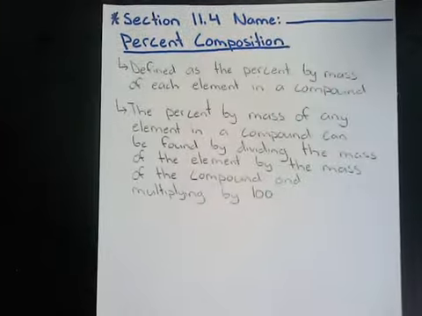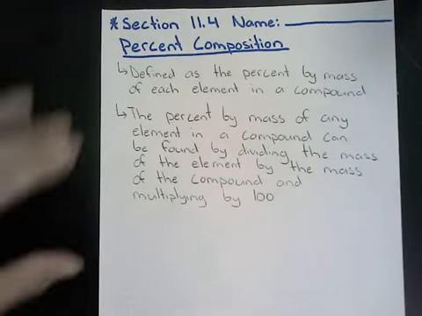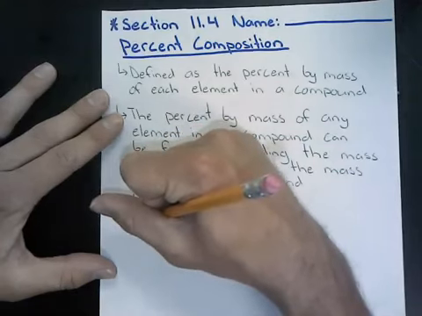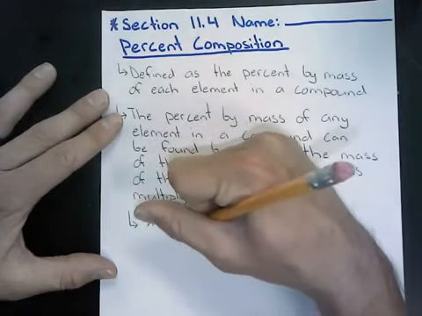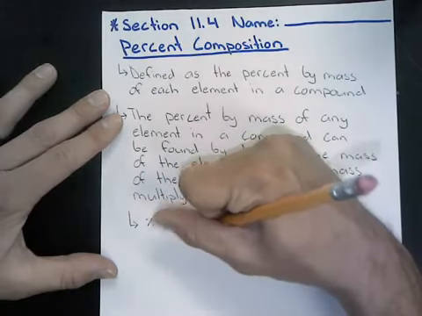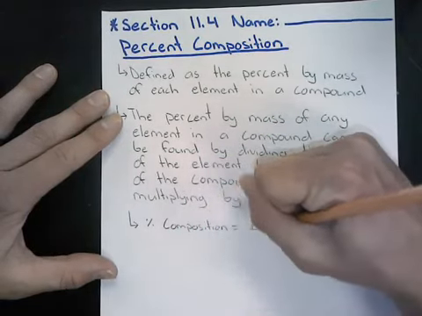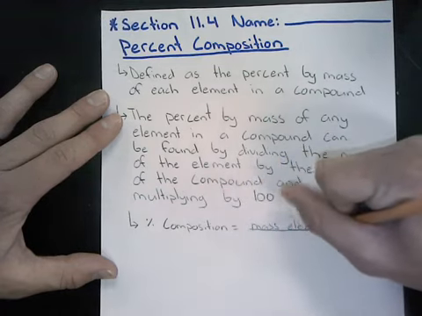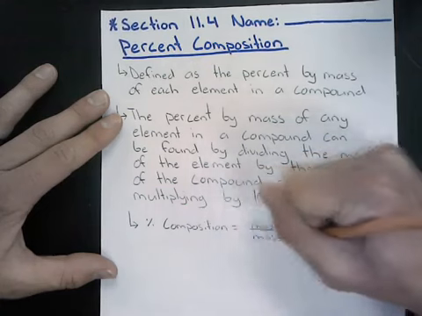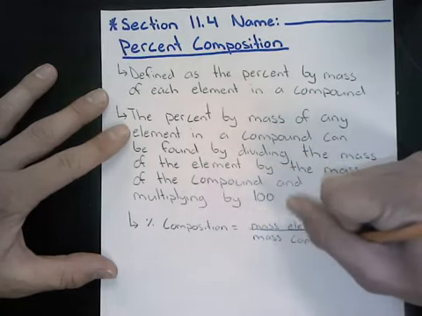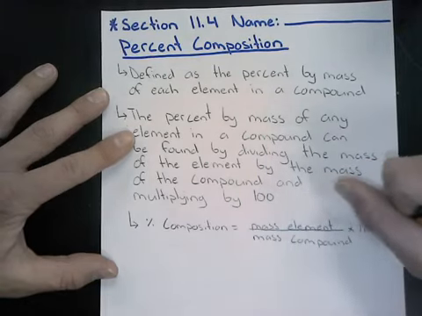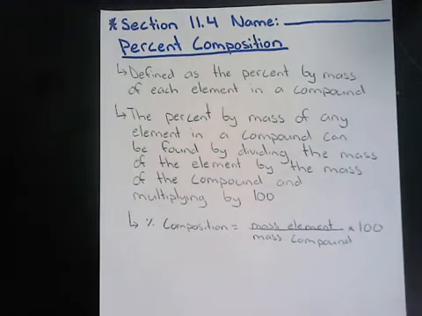Now, we can also put that same thing that I just wrote down into a formula version. So I'm going to put percent composition is equal to the mass of the element divided by the mass of the compound and then multiplied by 100. Now, an important thing to keep in mind as well with this is that the percent composition of a compound can also be determined from its chemical formula.